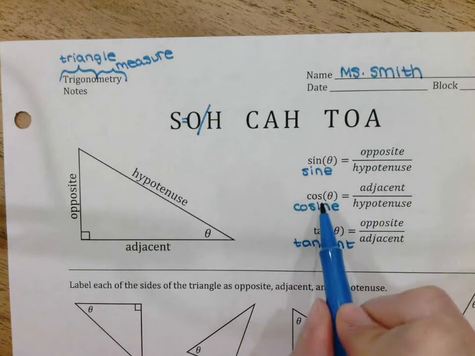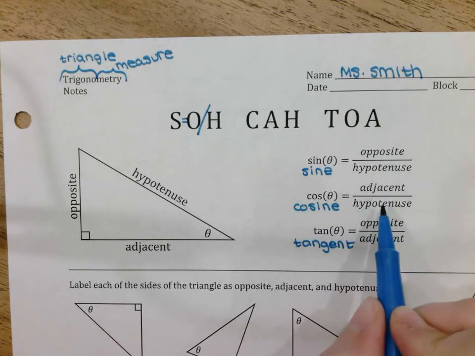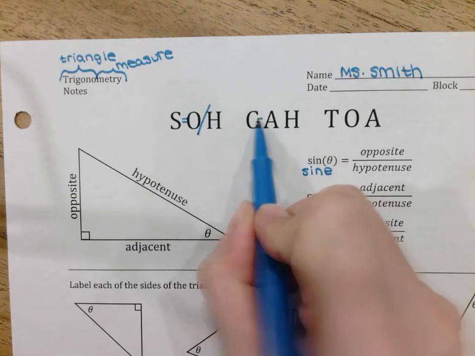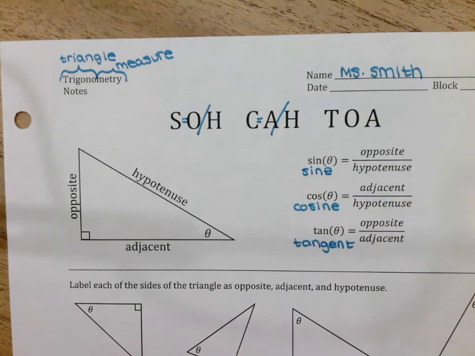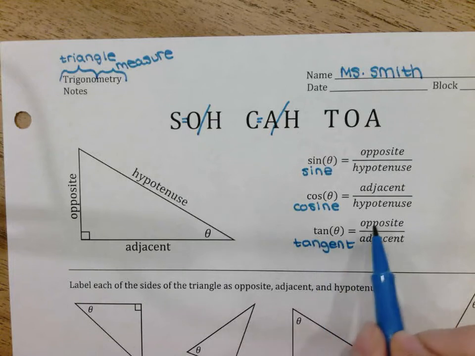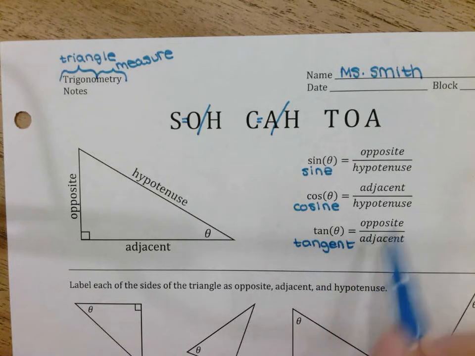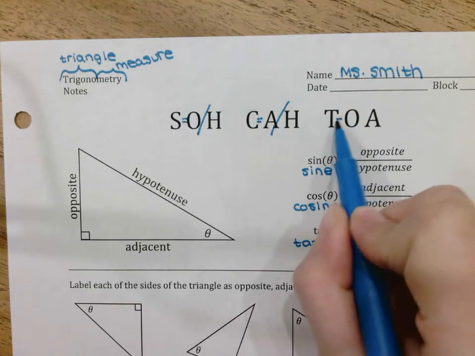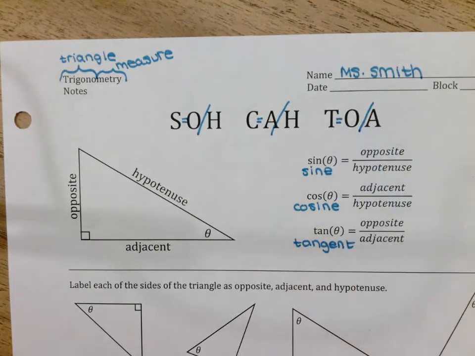Next one, cosine is equal to adjacent over hypotenuse. That's what this little piece is saying. Cosine is equal to adjacent over hypotenuse. And then we have tangent is equal to opposite over adjacent. That's what this TOA piece is. Tangent is equal to opposite divided by adjacent.